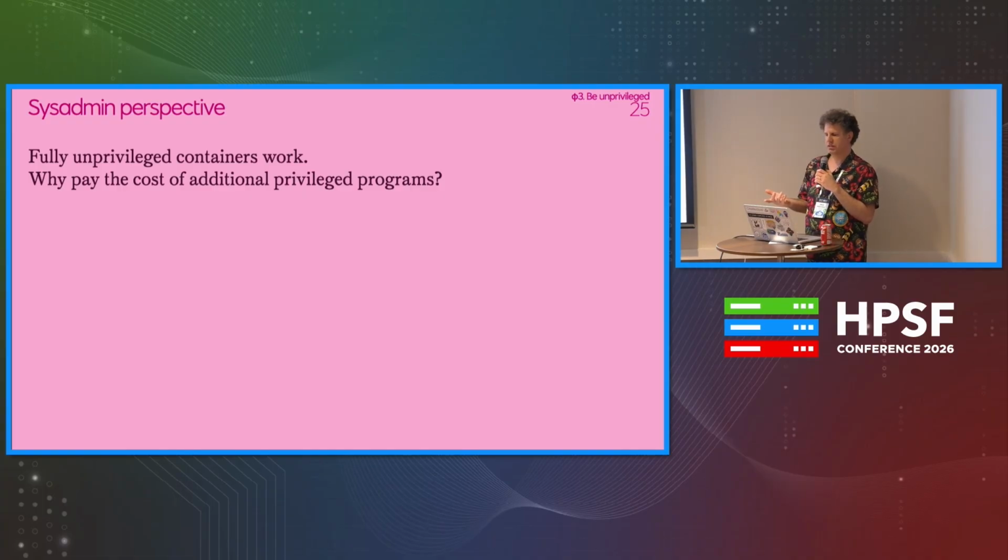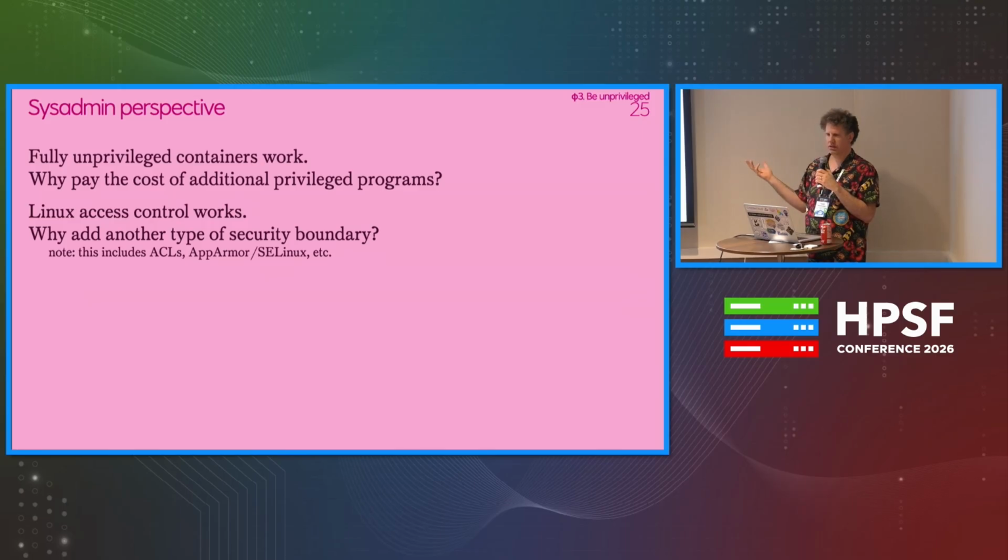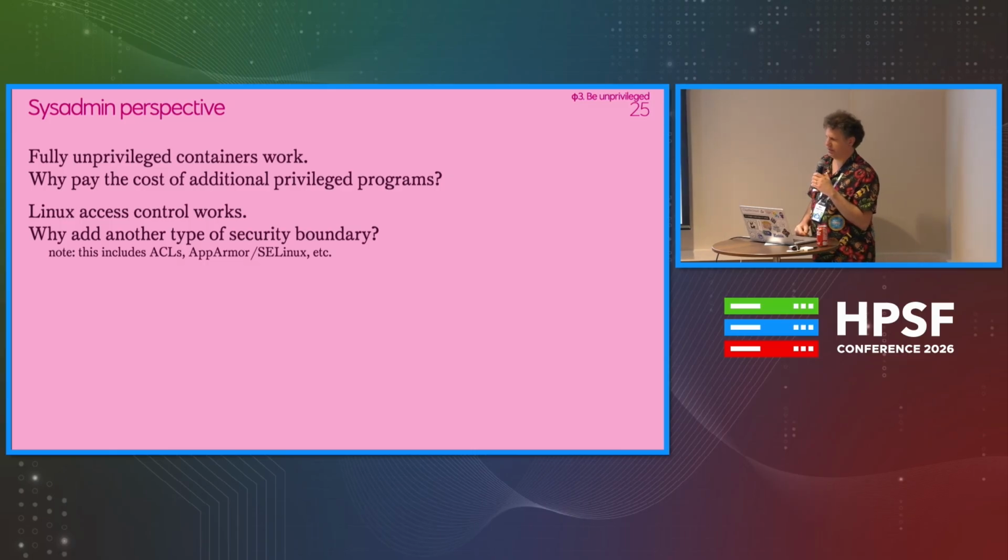So fully unprivileged containers work, right? This didn't used to be the case, but now they do. That includes the whole life cycle. So if that's true, why do you want to maintain additional programs on your system that have to run privileged, right? Linux access control works, and this is not just traditional Unix permission bits, but it's newer stuff too. You've got ACLs, you've got AppArmor and stuff. So if this works, why do you want a new security boundary to maintain and protect, right?